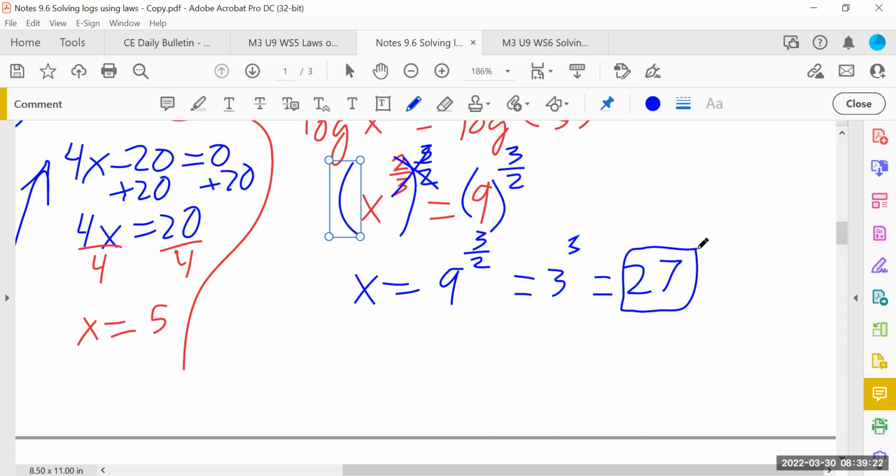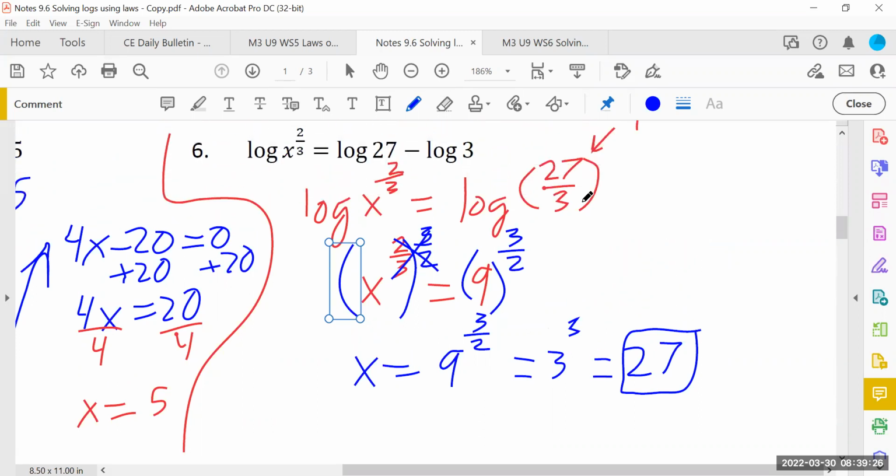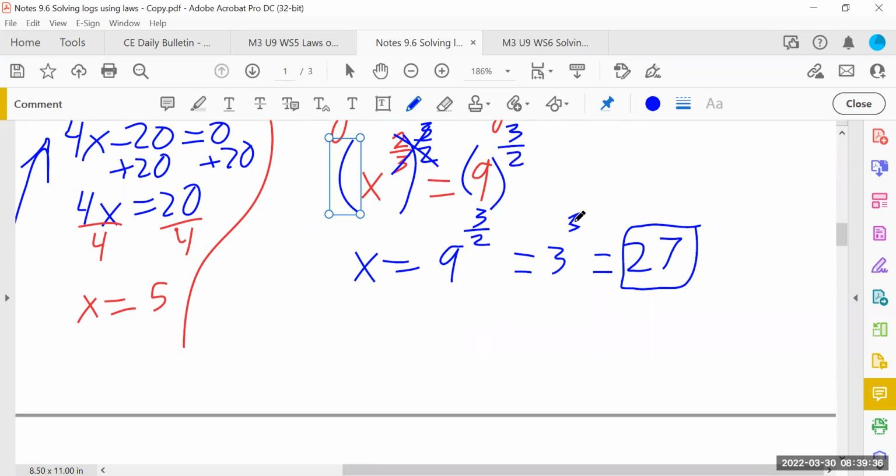Yes. So then 9 was from up here, the 27 divided by 3. All right, at this point, yeah. So are you good with the 2 down here meaning square root, right? The 2 on the bottom of a fraction is the radical. So this is the square root of 9.